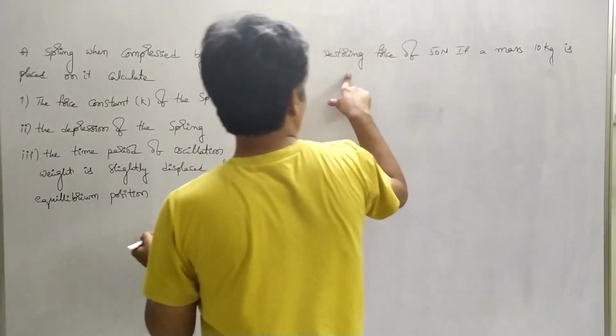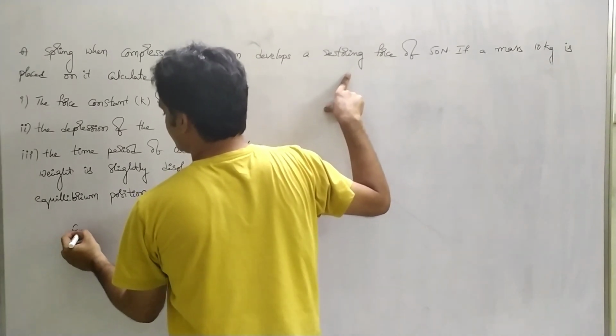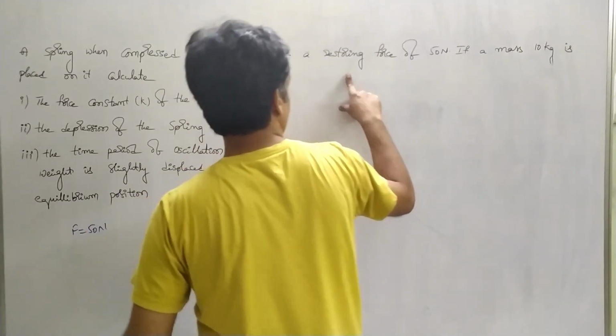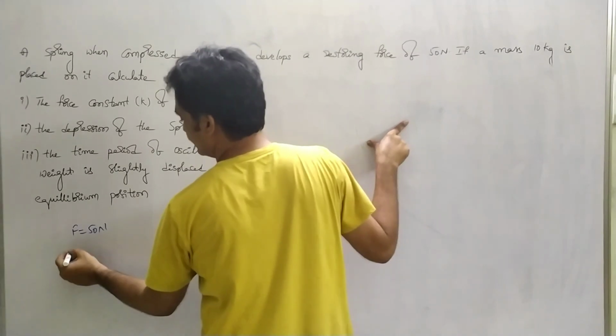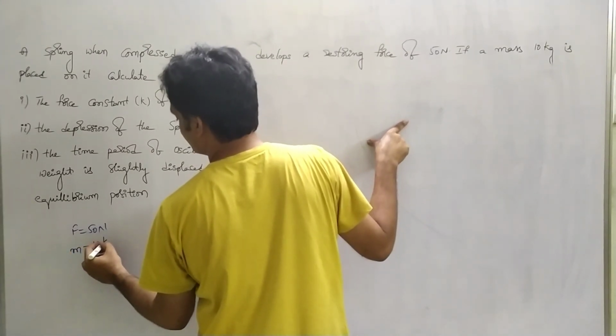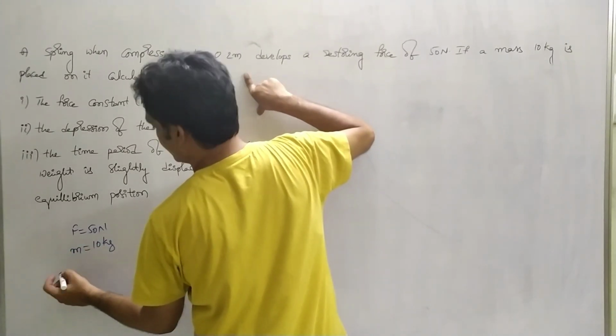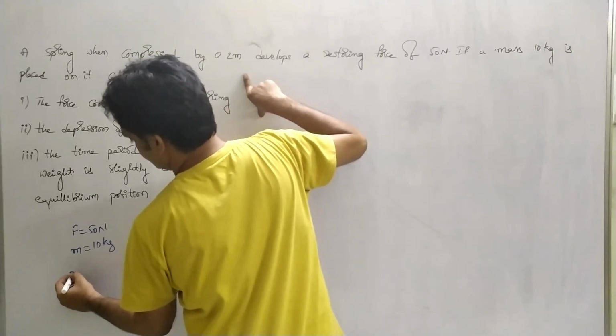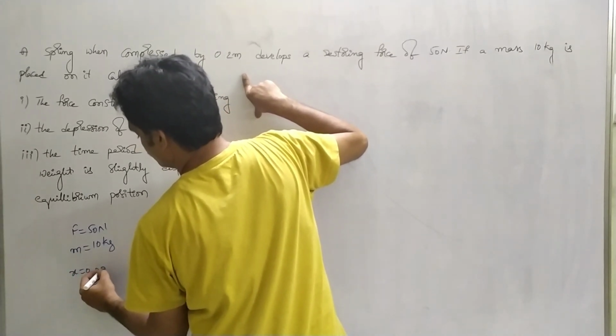So here as you observe, the force is given as 50 Newton, the mass is given as 10 kg, and the displacement is represented as x is equal to 0.2 meter.